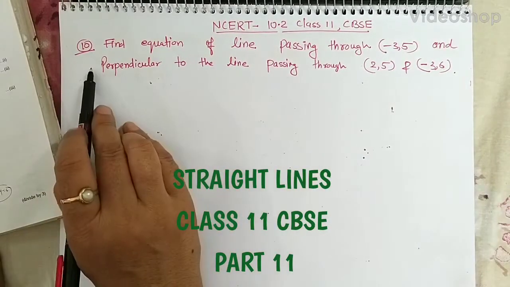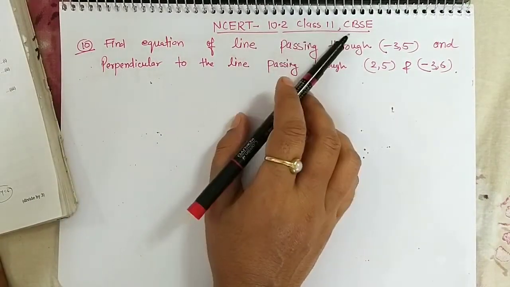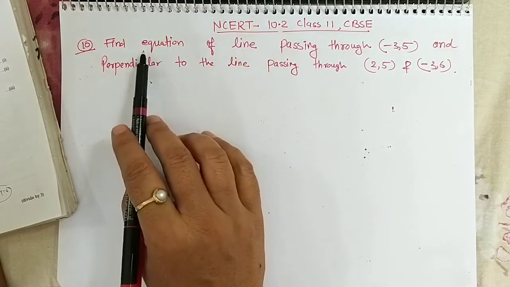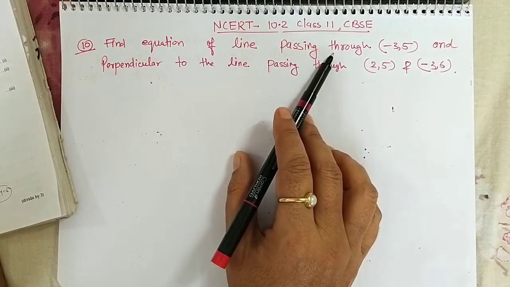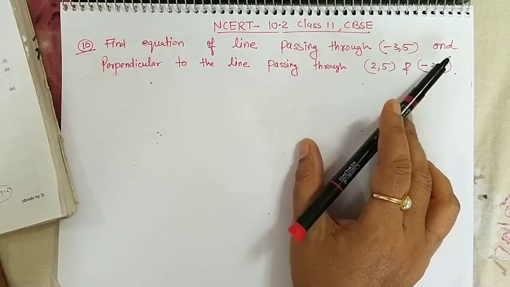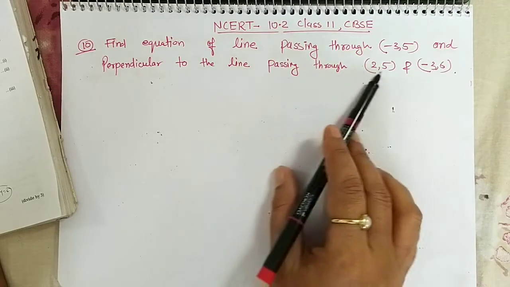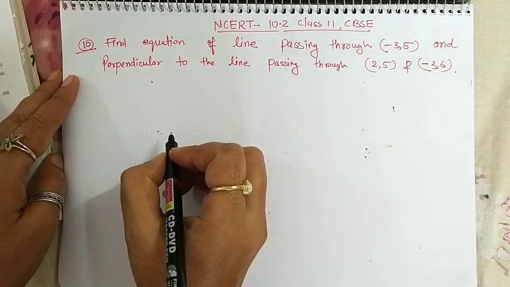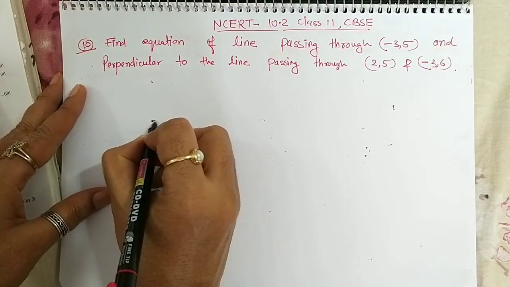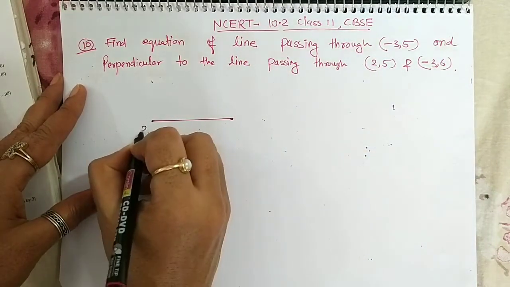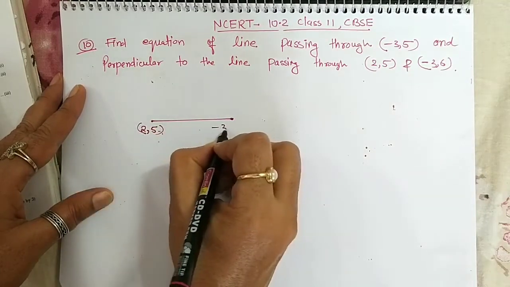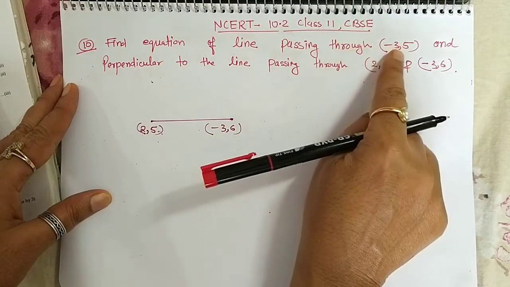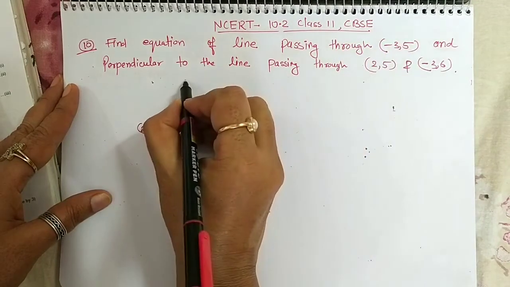Today we will do question number 10 from NCERT class 11th CBSE book from exercise 10.2. It says find the equation of a line passing through -3, 5 and perpendicular to the line joining these two. Okay, so they're saying that there is a line which is passing through these two points, which is 2, 5 and -3, 6.